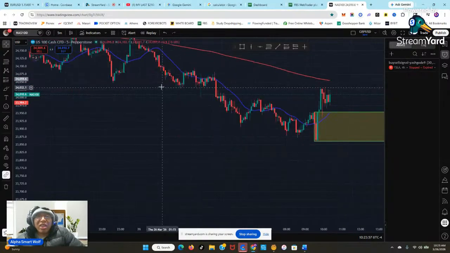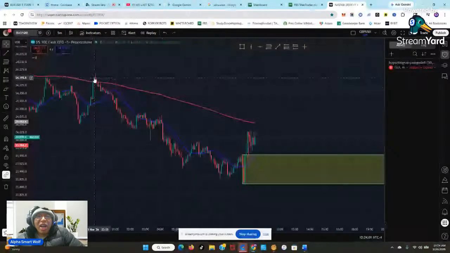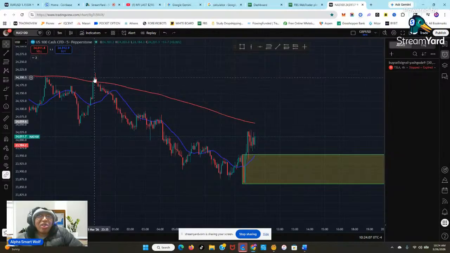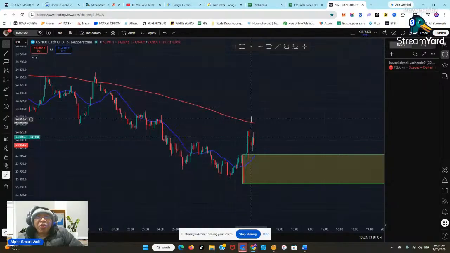You can see this is how the NASDAQ looks today. I zoomed out just to give you a perspective of what happened the previous day. This is what happened the previous day. So we went down and now it's trying to pull back, okay? It's trying to pull back.